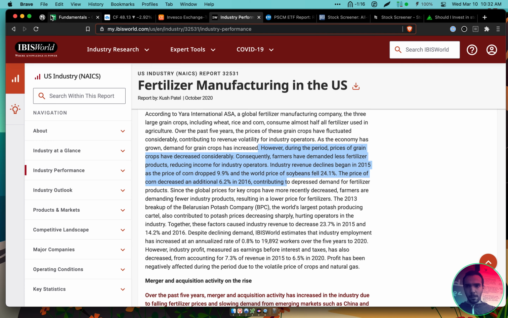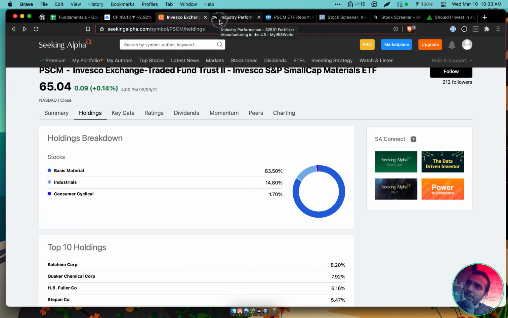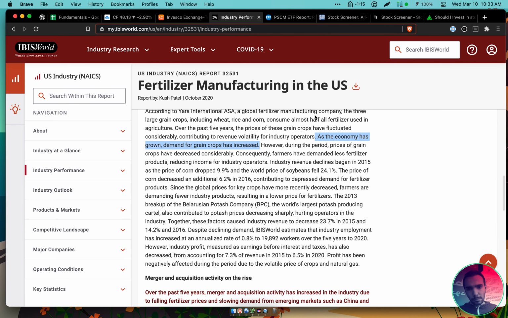Okay, so demand's increased, but prices dropped. Prices of these items have dropped in recent period, resulting in lower demand for fertilizer. Why though? As prices drop, I assume demand increases. So, demand for grain crops has increased, and prices have decreased?